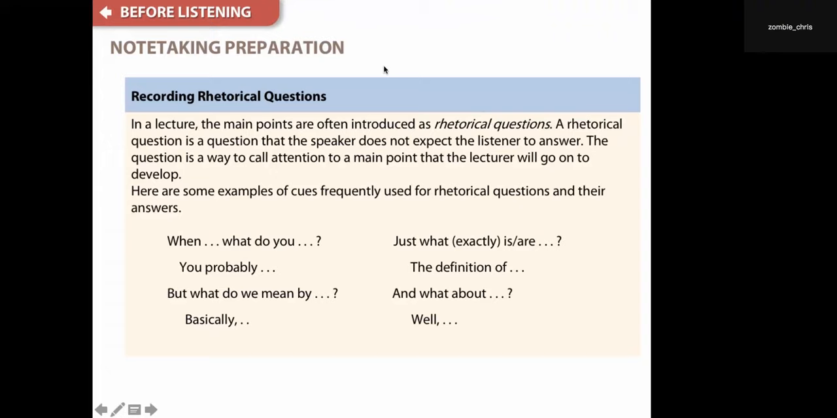Okay, so rhetorical questions here, just a brief word. Rhetorical questions are questions that are asked by the speaker, but the speaker does not expect anybody to answer it. The speaker will answer the rhetorical question immediately after he asks the question. So normally, it's a way of adding cohesion and creating a connection with the audience because it introduces a point at the right time that the audience will be asking the same question, hopefully.